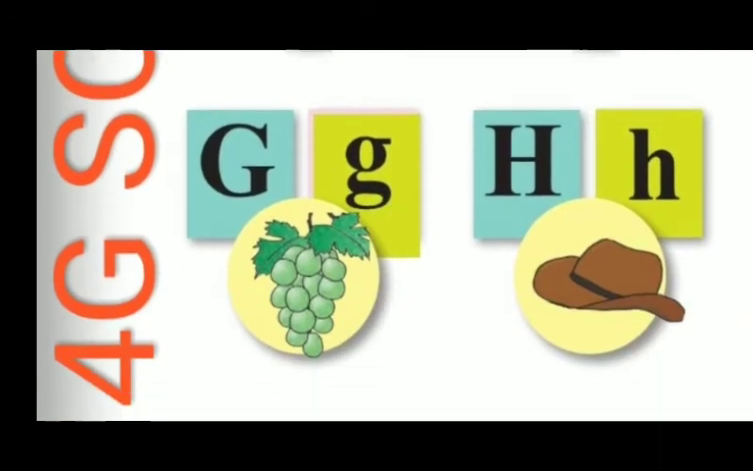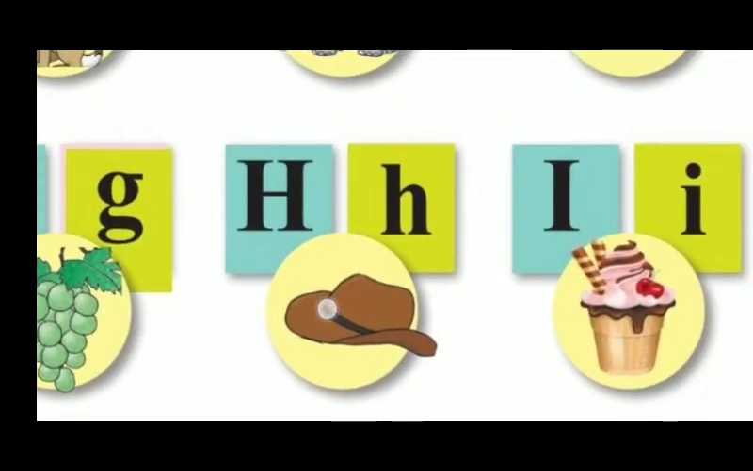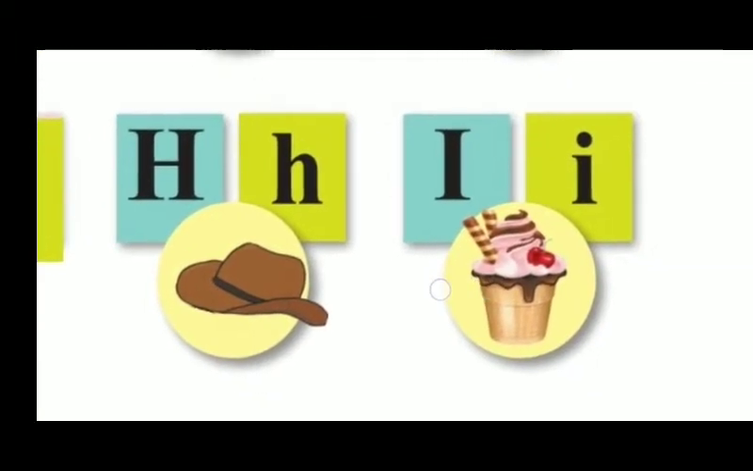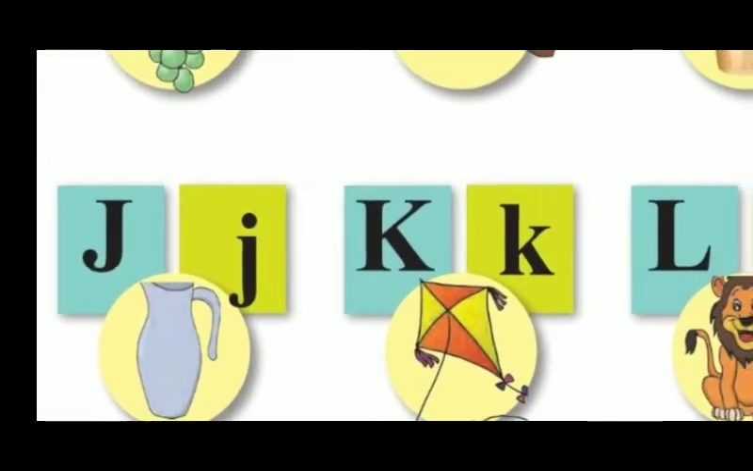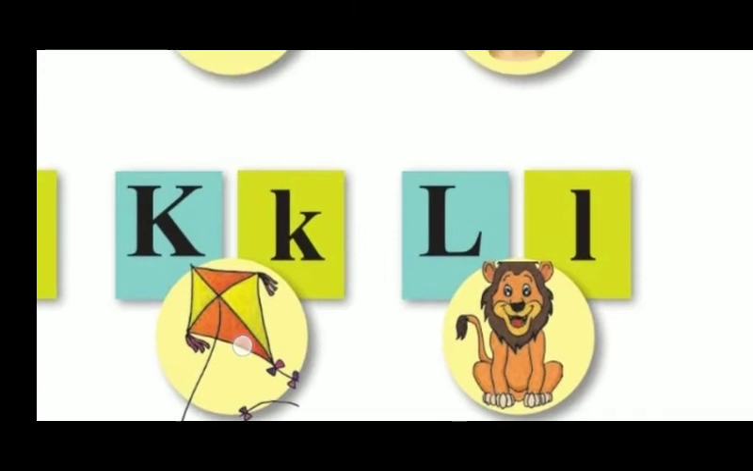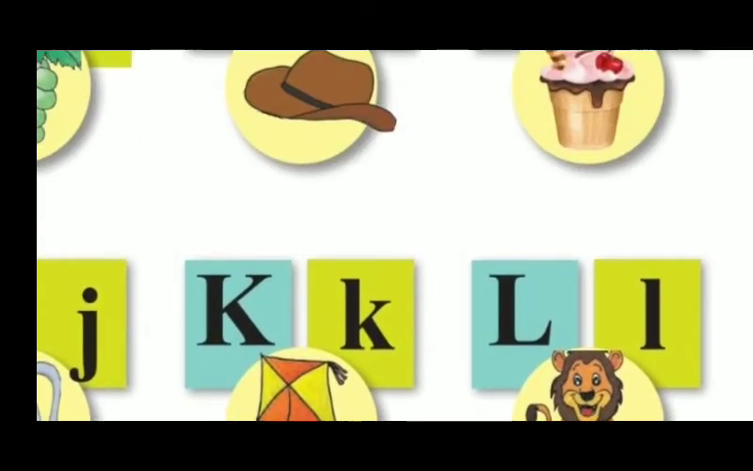G for grapes. H for hat. I for ice cream. J for jug. K for kite. L for lion.